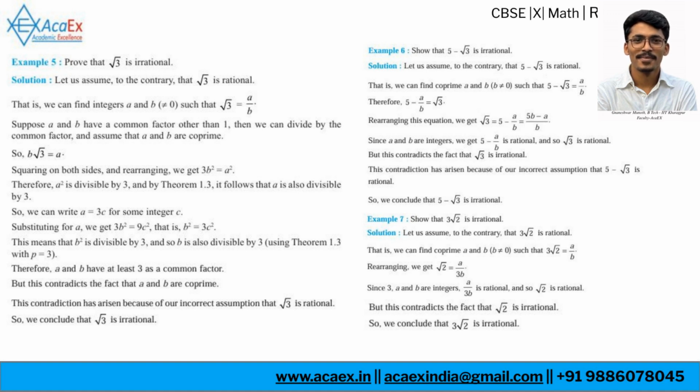Example 7. Show that 3 times the square root of 2 is irrational. Assume 3 square root 2 is rational, meaning it equals a over b. Rearranging gives the square root of 2 equals a divided by 3b. The right side is rational, which implies the square root of 2 is rational. This is a contradiction, so our assumption was wrong.